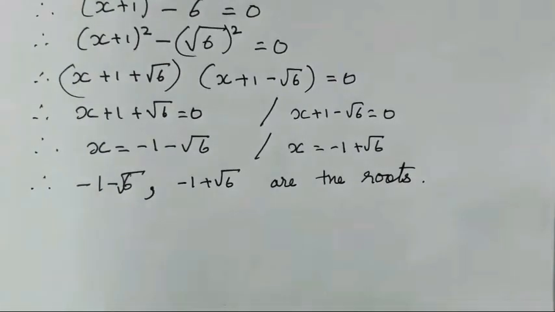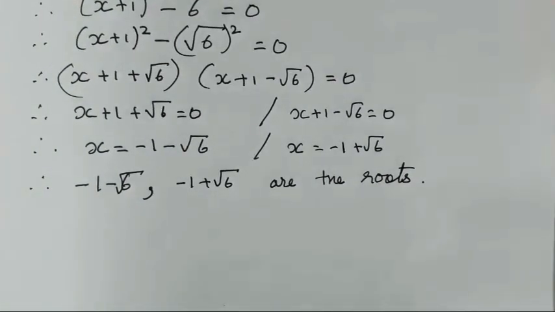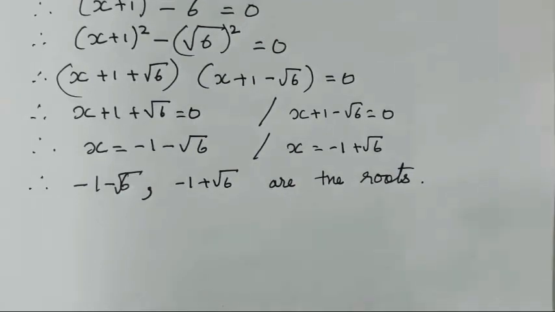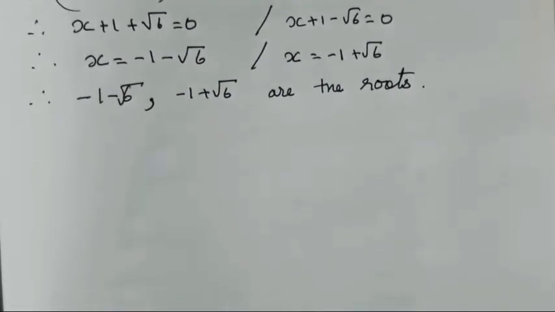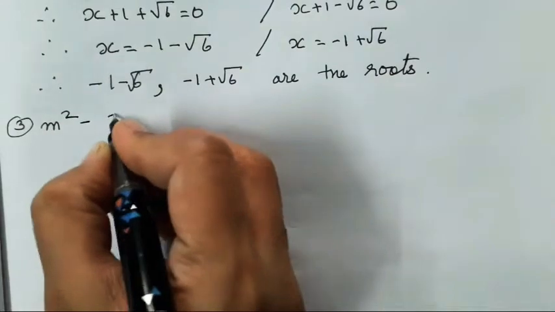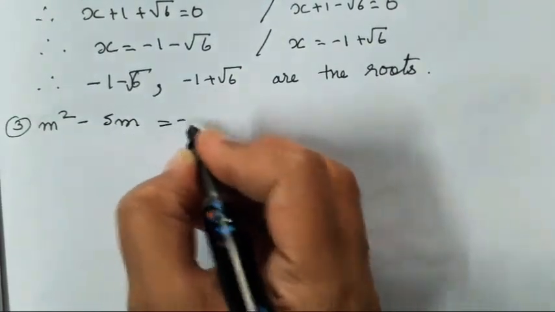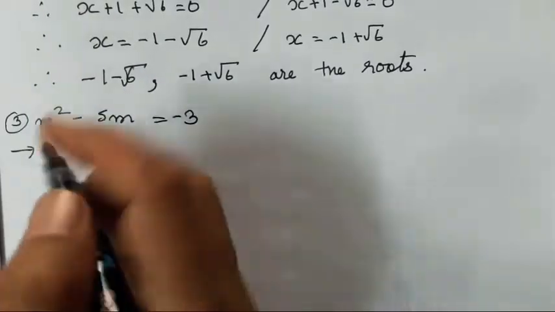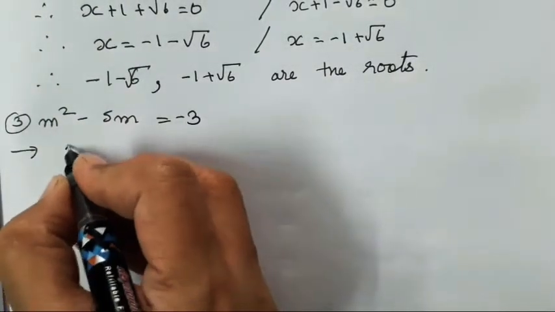Okay, so what you all have to do is you all have to only practice the sums in order to understand it. Nothing much is there. Simple basic steps and methods I have used so that it will be clear to you all to understand. Now let's move on to the third sum, that is m square minus 5m is equal to minus 3. So first again we have to write it in the standard form because it's not in the standard form.